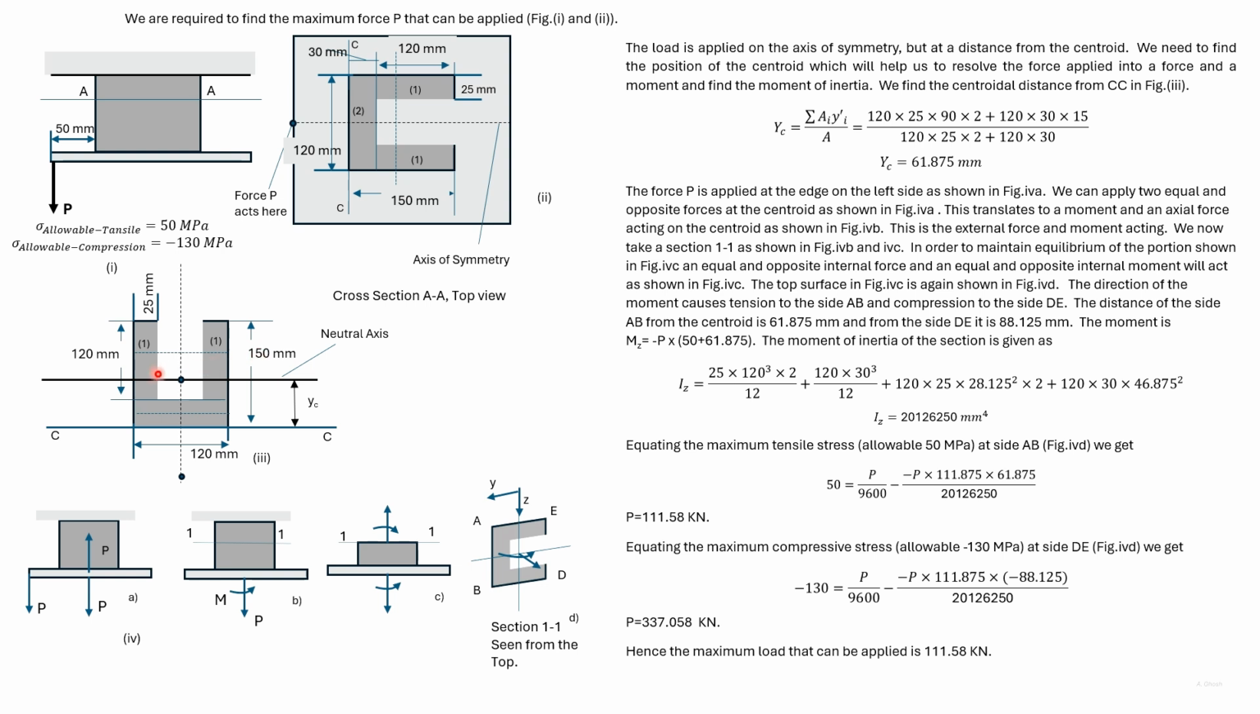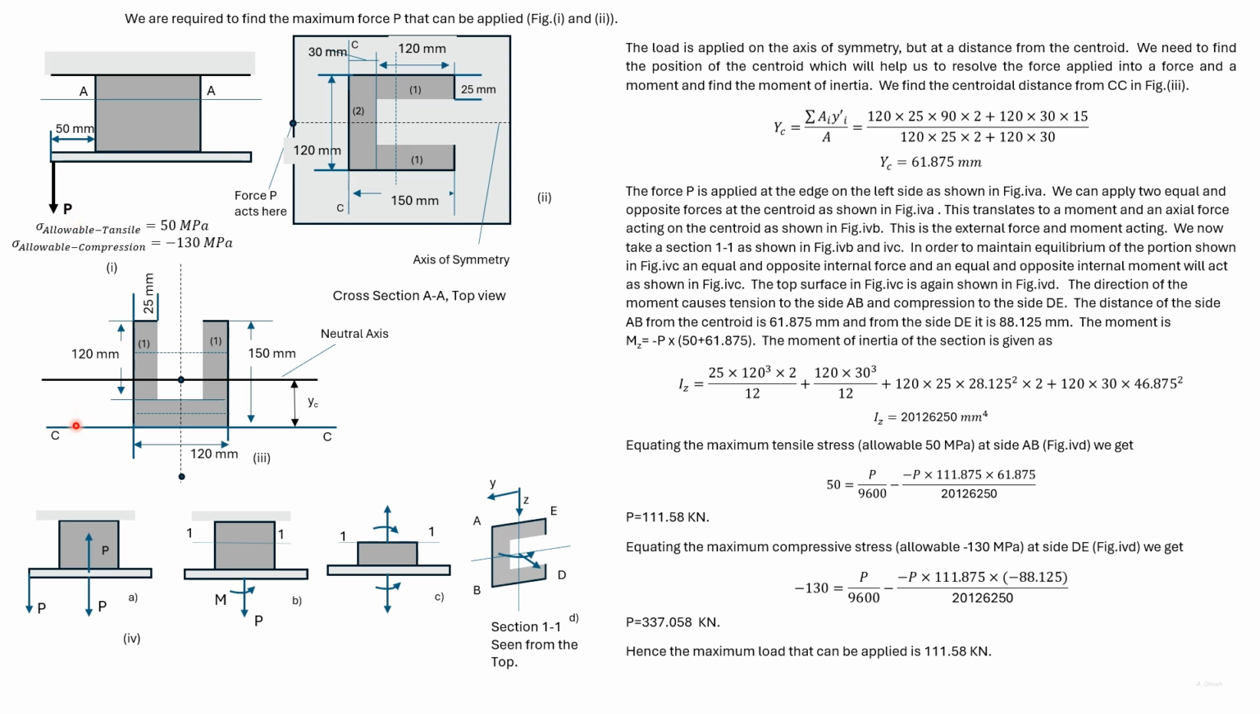So we find the moment of inertia of these three rectangles about their own centroidal axis and then add Ad² to find the moment of inertia about the neutral axis, which is given here. A load P acts on the structure as shown.